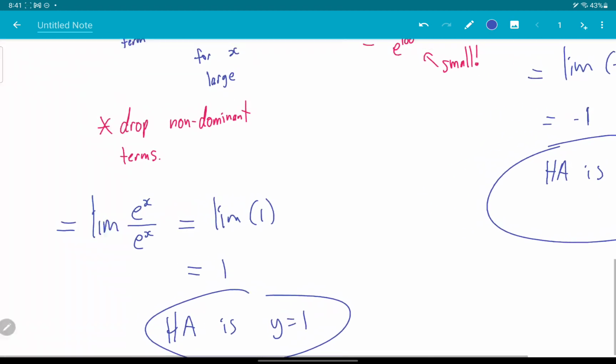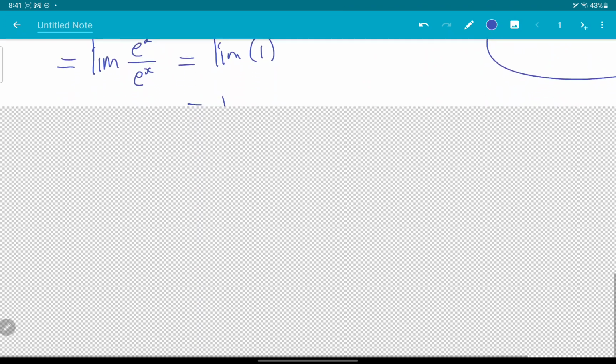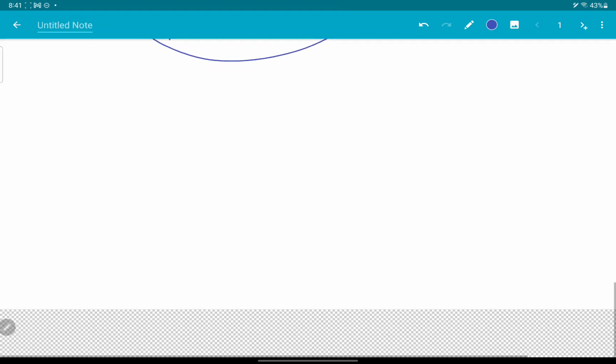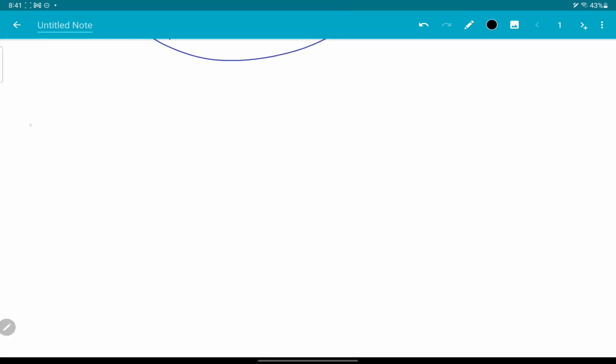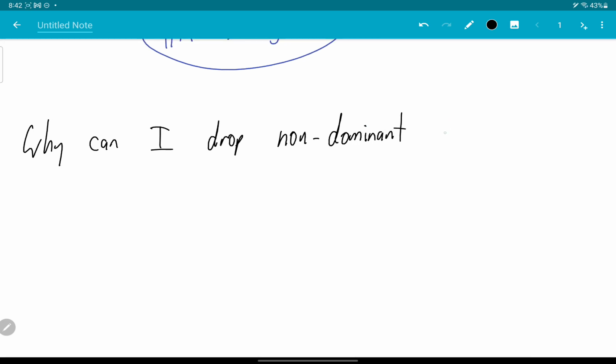Before I leave you, I want to talk a bit more about this dropping non-dominant terms. So why don't we do a little heading down here. Say, why can I drop non-dominant terms? That's a good question. May seem a bit suspicious to a certain person.